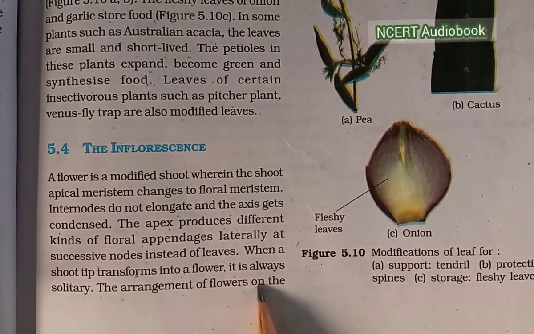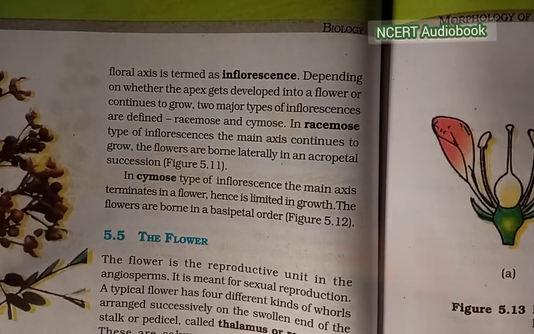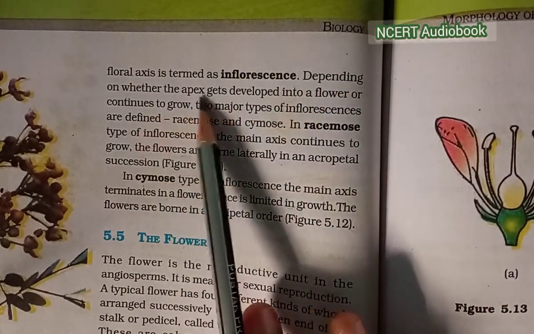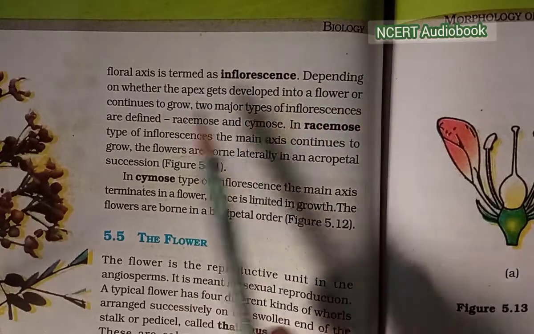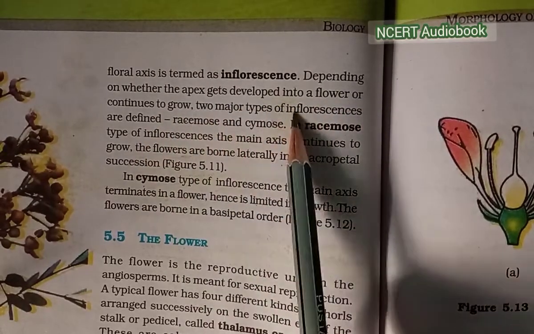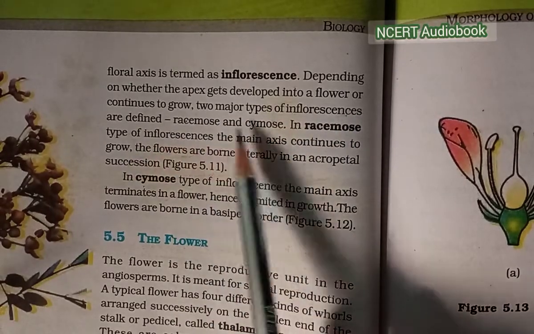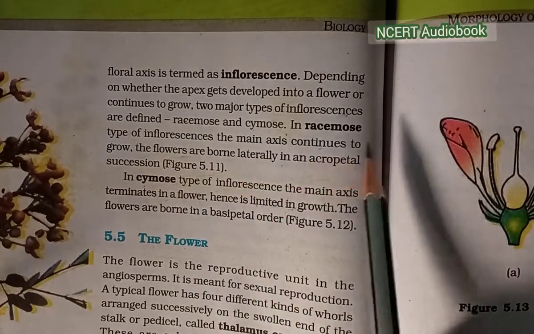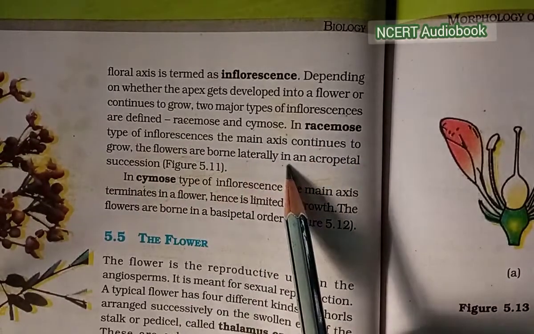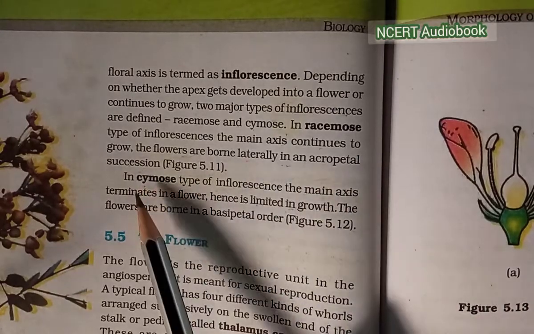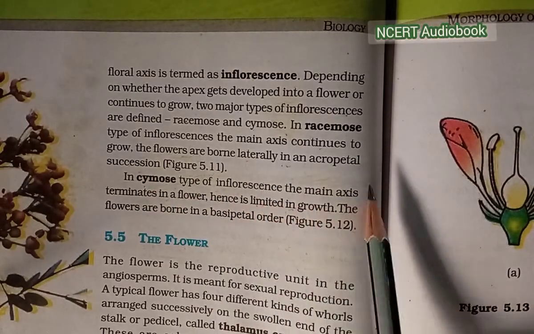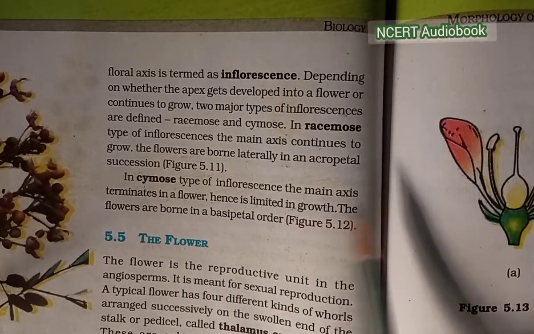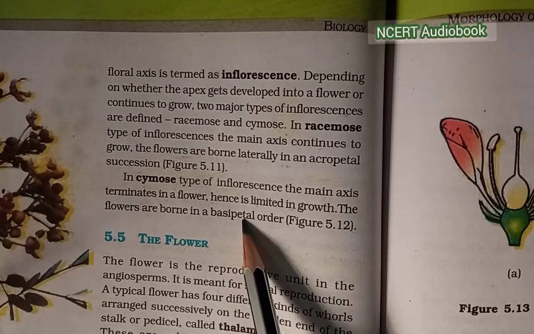The arrangement of the flowers on the floral axis is termed inflorescence, depending on whether the apex develops into a flower or continues to grow. Two major types of inflorescence are defined: racemose and cymose. In racemose inflorescence, the main axis continues to grow and the flowers are borne laterally in an acropetal succession. In cymose inflorescence, the main axis terminates in a flower, hence they are limited in growth. The flowers are borne in a basipetal order.